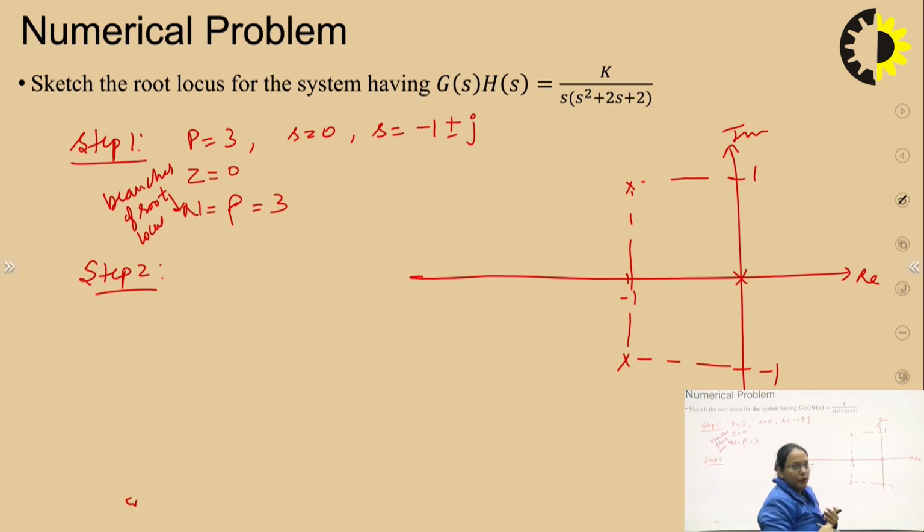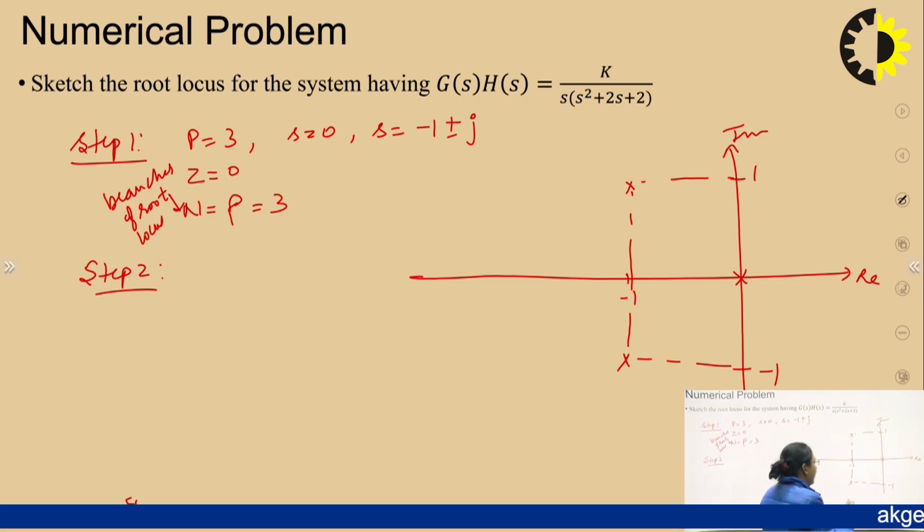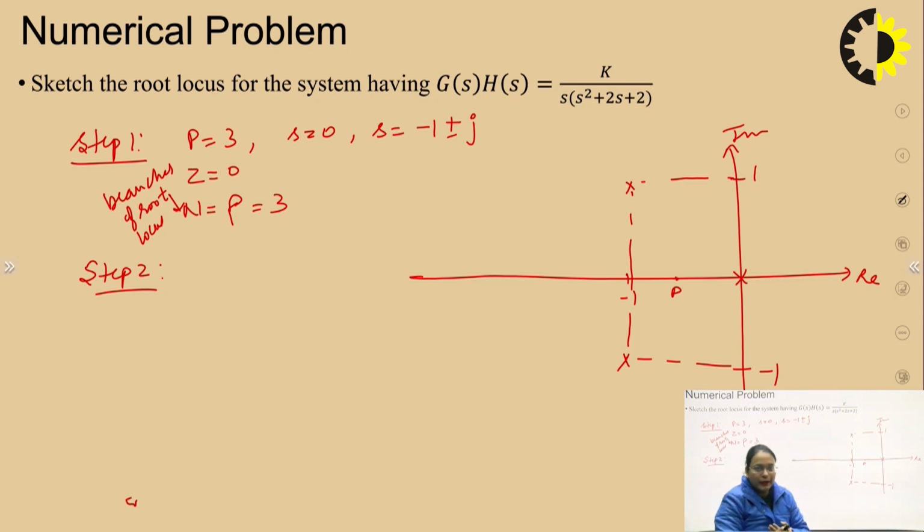Coming to the next step, number 2, to find out the region of root locus. The way to find the region of root locus is to consider a point, say this is the point P. While looking towards the right from the point P, if the sum of the number of poles and zeros is odd, then that region will be the region of root locus. So here there is only one pole, so this is the region for the root locus. The root locus will lie in this region.